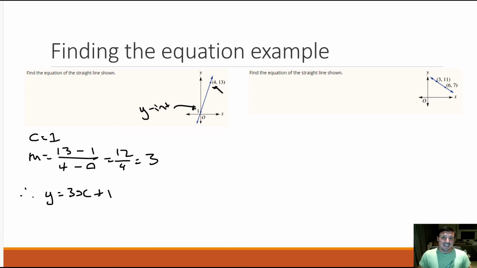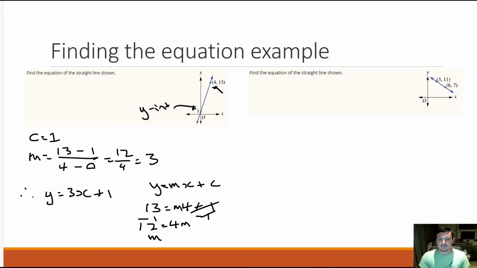Easy enough. Other way I could do it is if I think about y equals mx plus c, I can put c in and then substitute the other point in to find m. So I could go 13 equals m times 4 plus 1, and now I can work back in that sense. So I can take 1 from both sides. 12 equals 4m, m must be 3, and then I can state my answer because I end up getting the same value anyway. So either way still works.